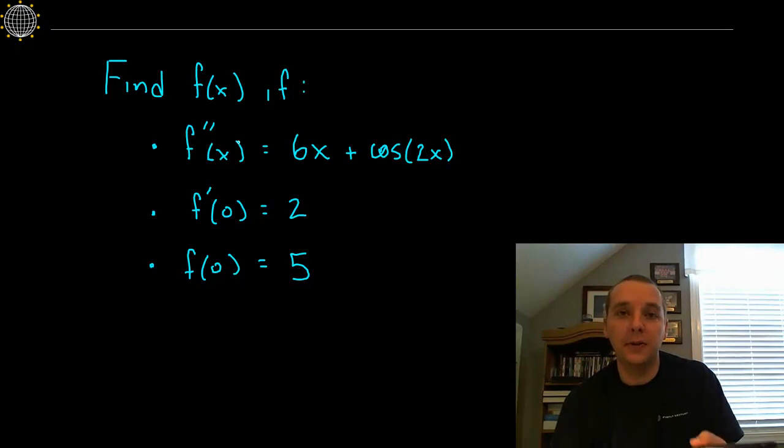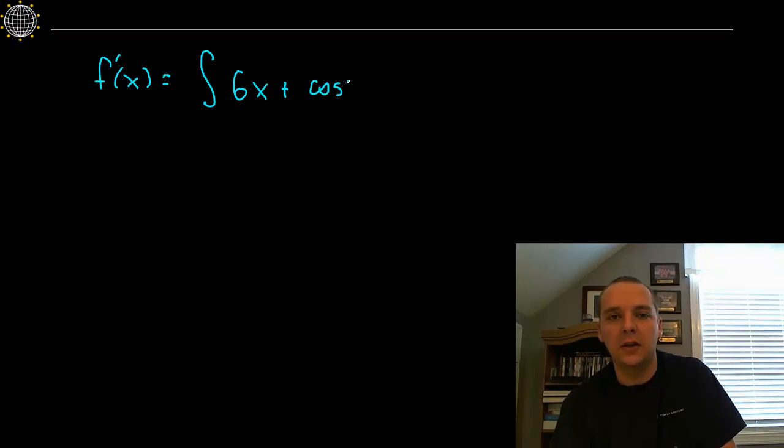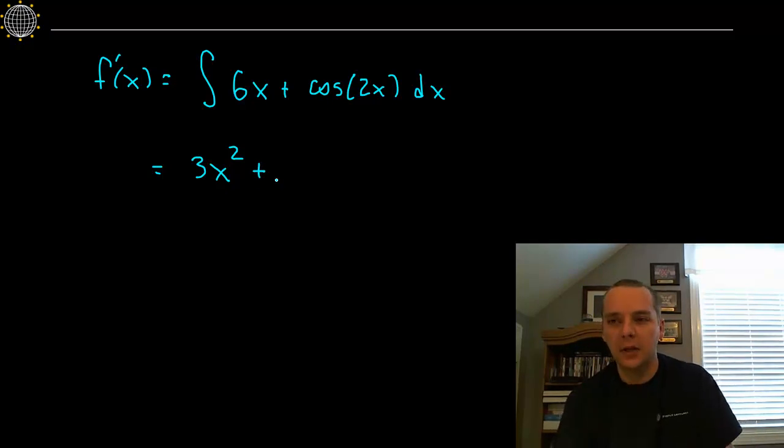If you want little f of x, the first thing we have to do is go from the second derivative just back to the first derivative. We have to go one step at a time. So let's try that to begin with. So f prime of x will be the integral of this function, 6x plus cosine of 2x. The integral of 6x would be 3x squared, and the integral of cosine 2x, I'm going to speed through this quickly, would be 1/2 sine of 2x.